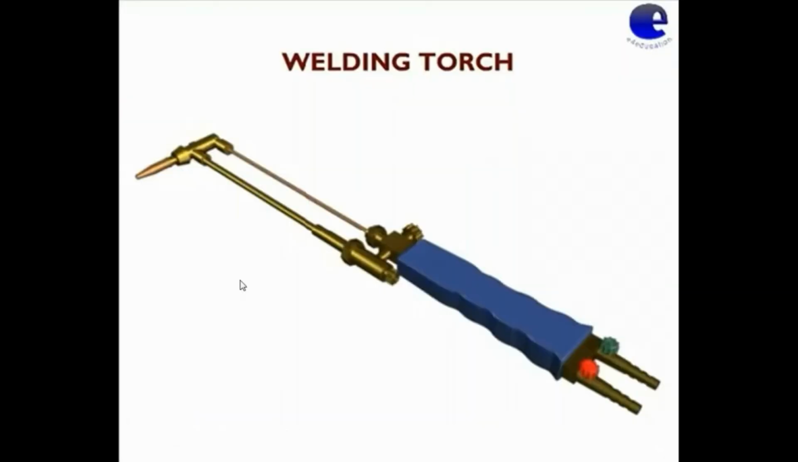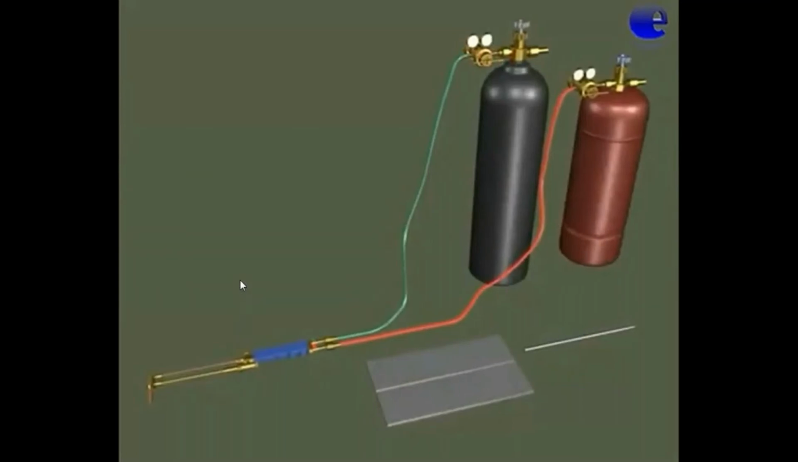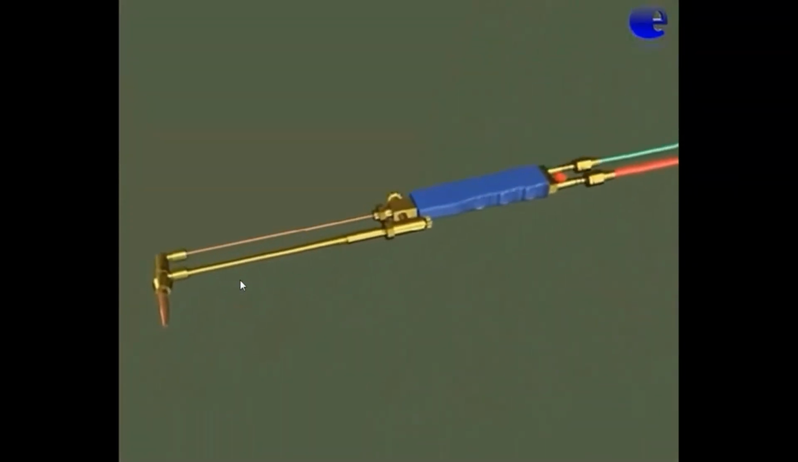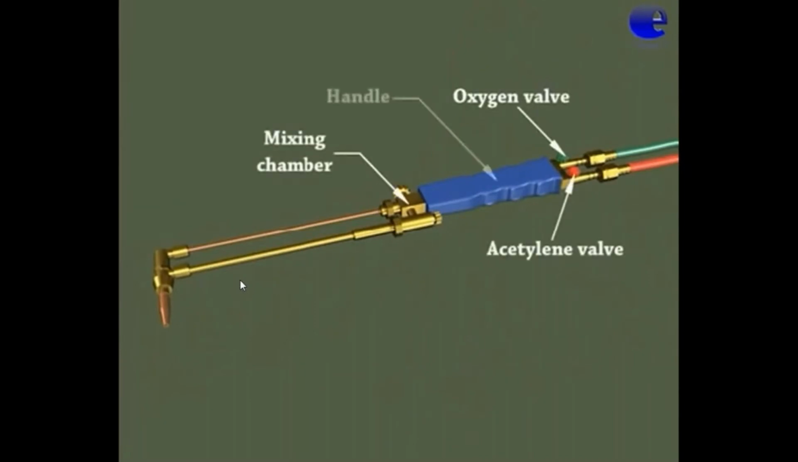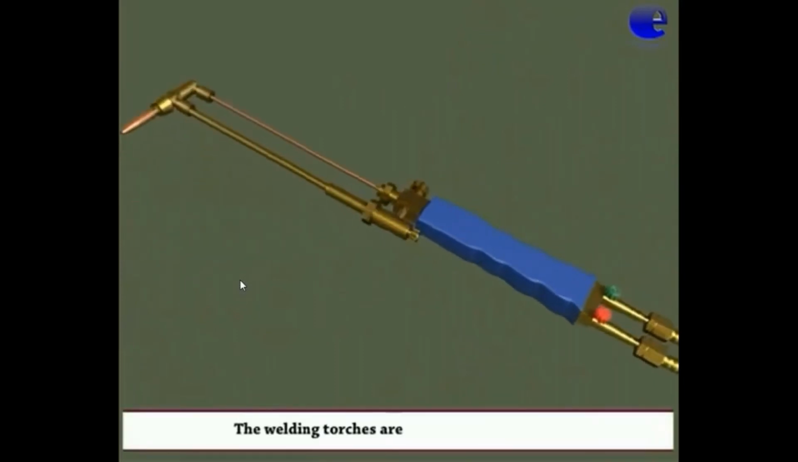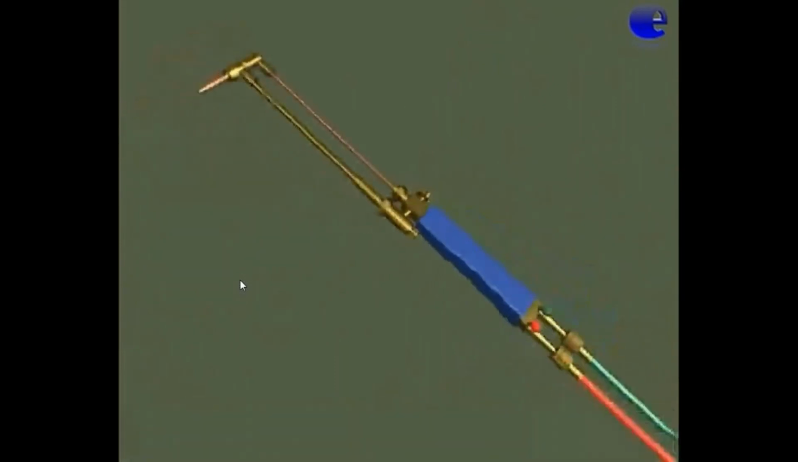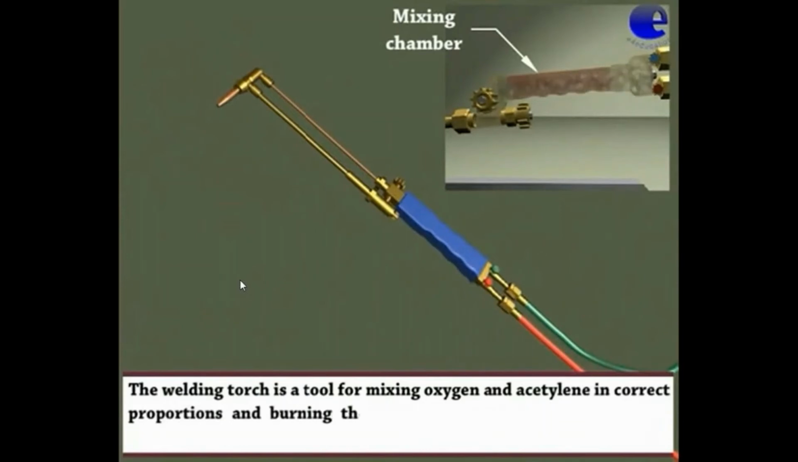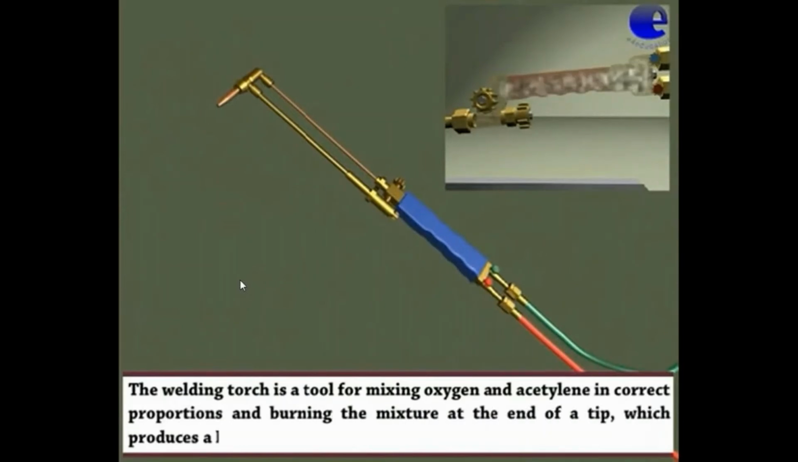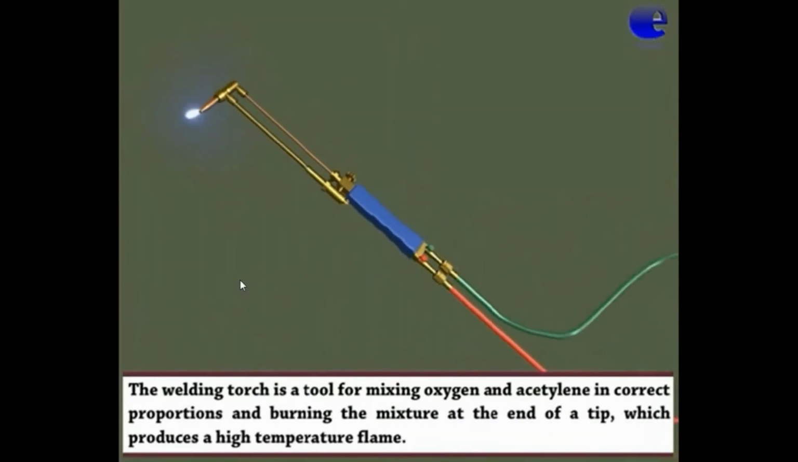Welding torch. The parts of the welding torch are as follows: oxygen valve, acetylene valve, chamber, handle, head tube, and tip. What is a welding torch? The welding torch looks like a blowpipe. It is a tool for mixing oxygen and acetylene in correct proportions and burning the mixture at the end of a tip, which produces a high temperature flame.